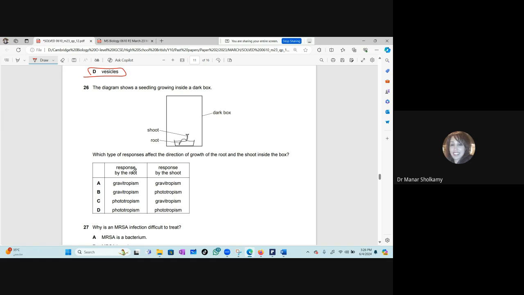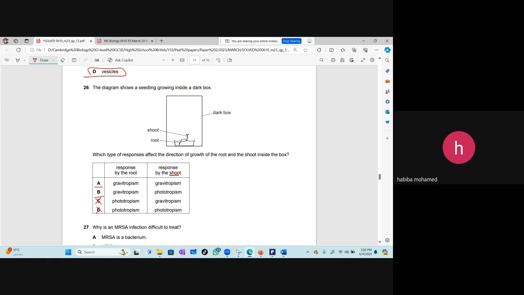Response by the root. The root responds to what? To gravity. Yes. So gravitropism. So it's either A or B. It cannot be C and it cannot be D. Now, what is the response by the shoot? Phototropism.